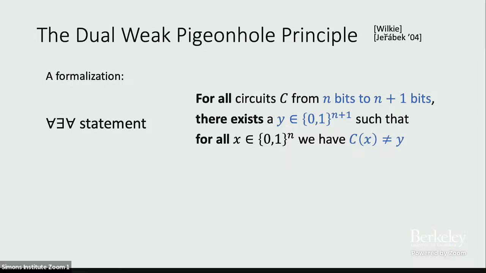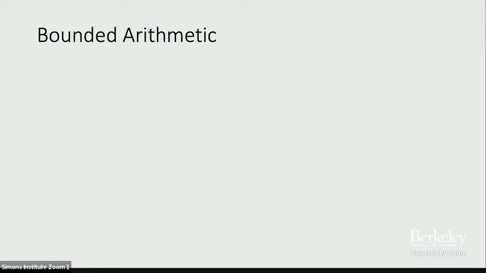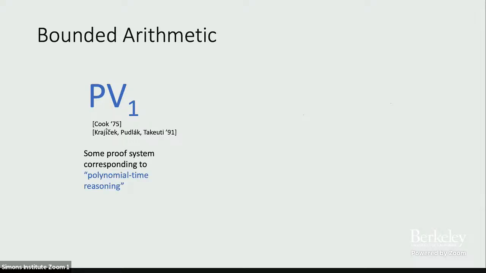So we have some nice combinatorial principle. We can ask how hard it is to prove in various theories. Thankfully we've heard a lot about bounded arithmetic today, and so we've heard about PV1. Thankfully we've already seen a nice definition of it, but for my talk, all you need to know is that this is some proof system corresponding to polynomial time reasoning. You also need to know a witnessing theorem that I'll tell you about later, but for now, just know it's a nice proof system corresponding to polynomial time reasoning.